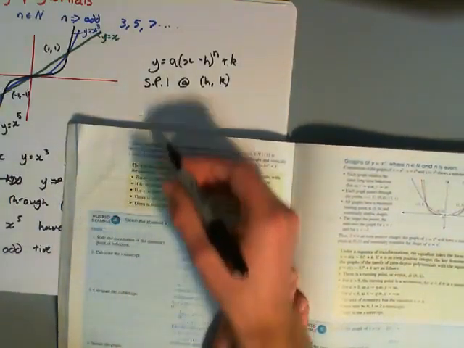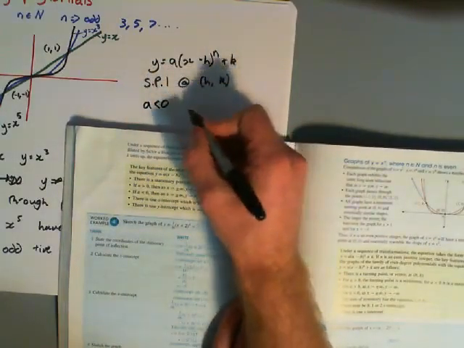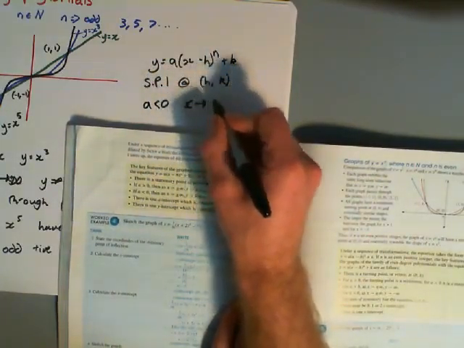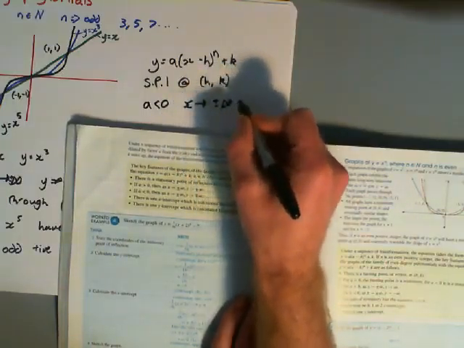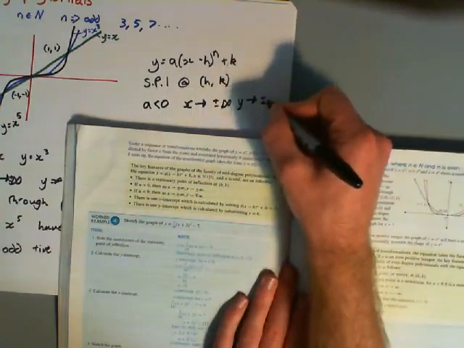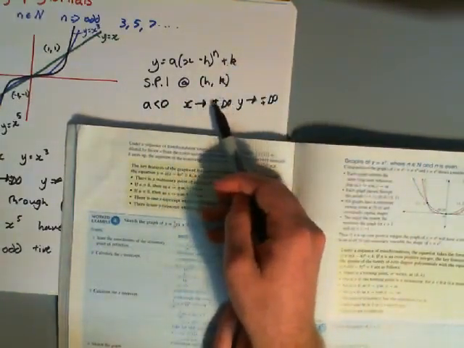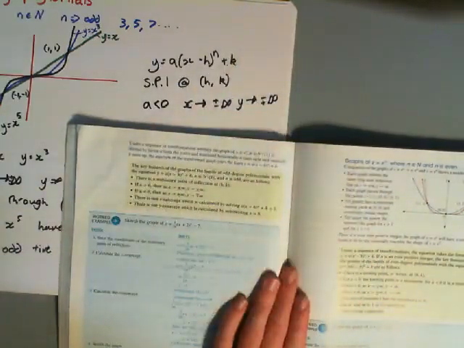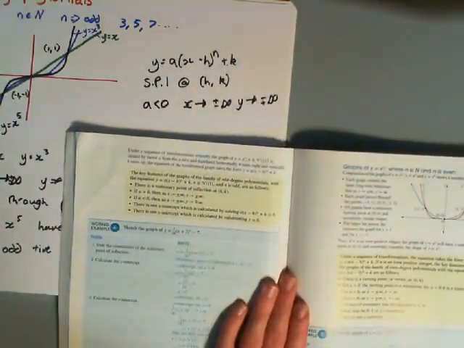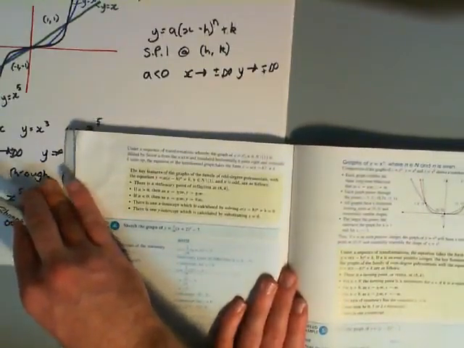But if a is less than 0, as x approaches positive and negative infinity, y is going to approach the opposite, so negative and positive infinity. So if x approaches 100, y is going to approach minus 100. And that's for the odd powers of graphs, so for n is 1, 3, 5, etc.